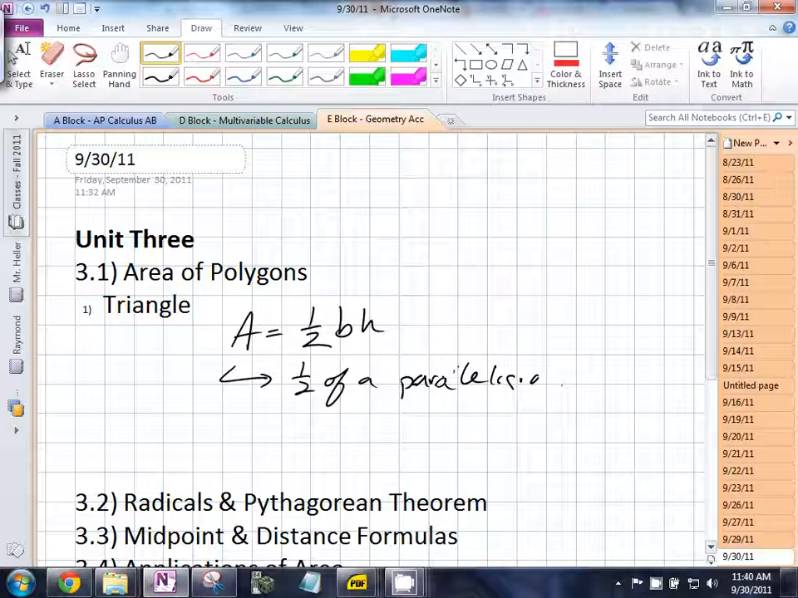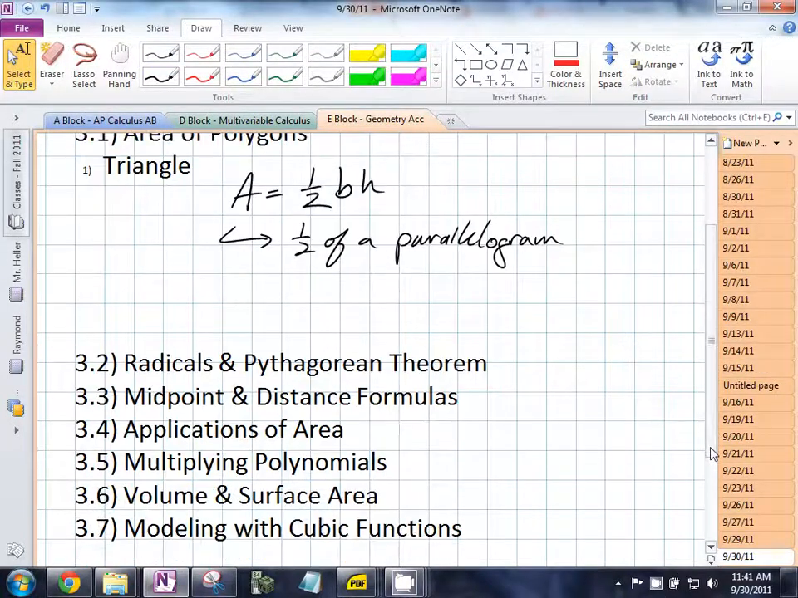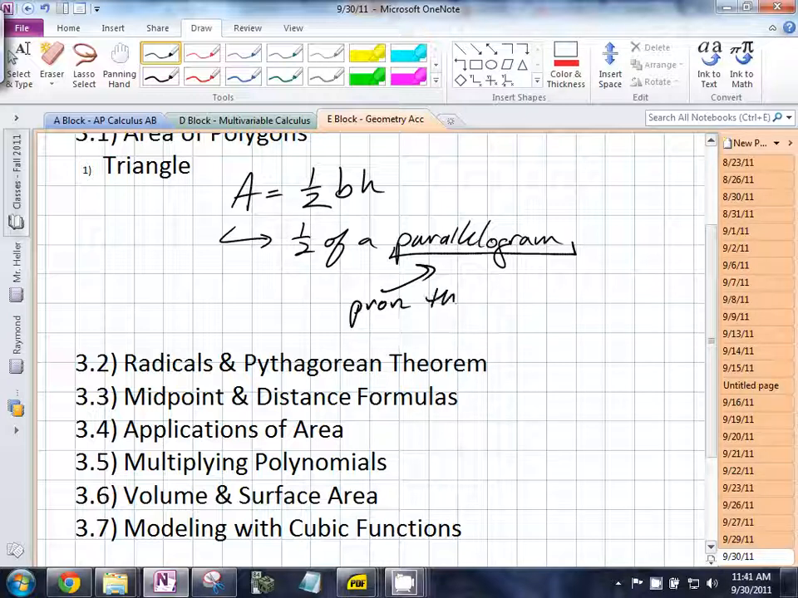Hold on a sec. Okay, so 1/2 of a parallelogram. Therefore, in order to prove the area function for a triangle, we need to prove that the area of a parallelogram is base times height. So we need to prove this: that the area of a parallelogram equals base times height.